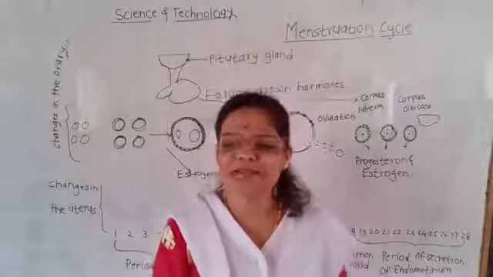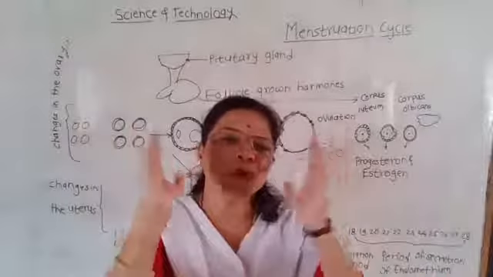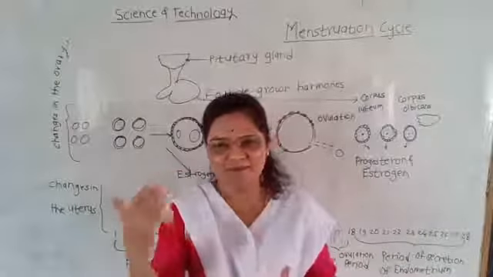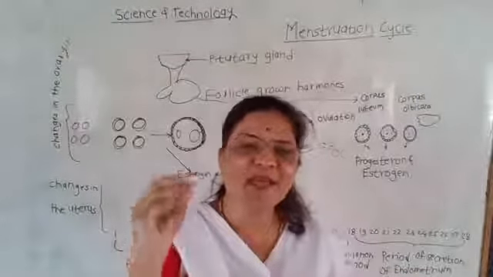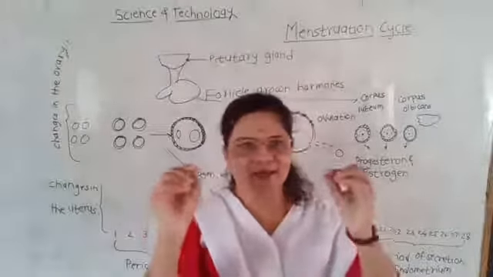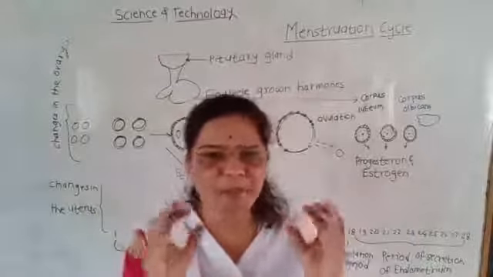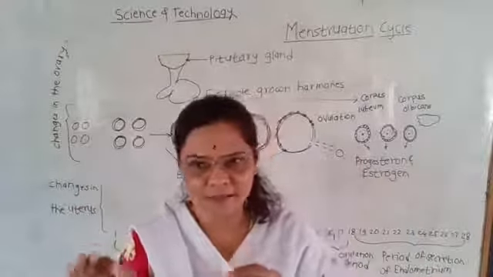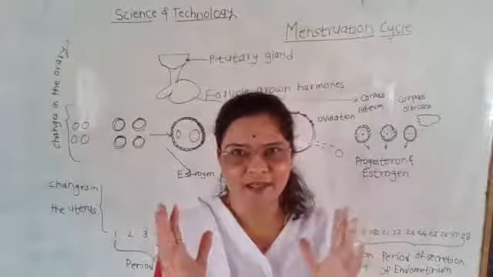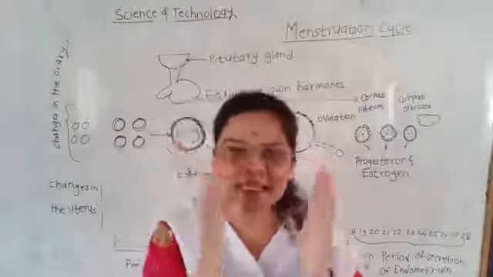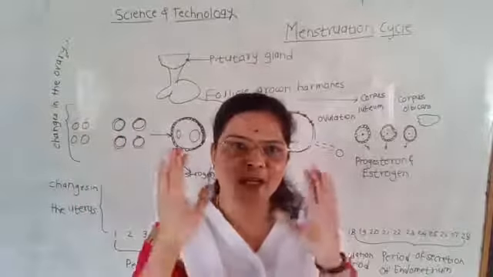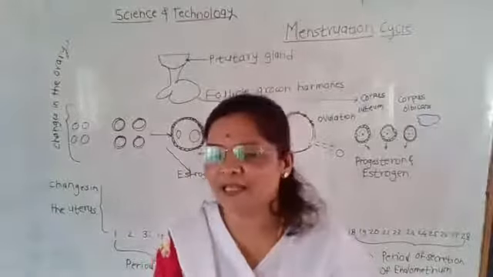Today we are going to learn about the menstruation cycle, a very important part of the female reproductive system. Students, hurry up. The session is going on and it is a very important session in biology, and it is the curiosity of girls aged 10 to 17 years: how menstruation takes place scientifically. That's why from standard 7 to standard 10, all boys and girls should know about the menstruation cycle scientifically.